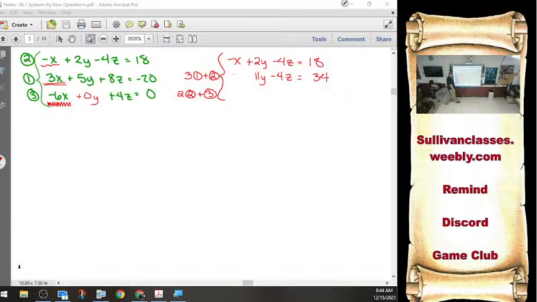Mental math your way to the next row. 3x times 2, 6x. Add it. Gone. 5y times 2, 10y. Add it. 8z times 2, 16. Add it. -20 times 2, it's -40. And add it.